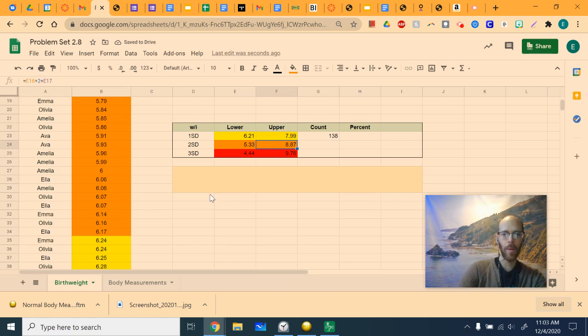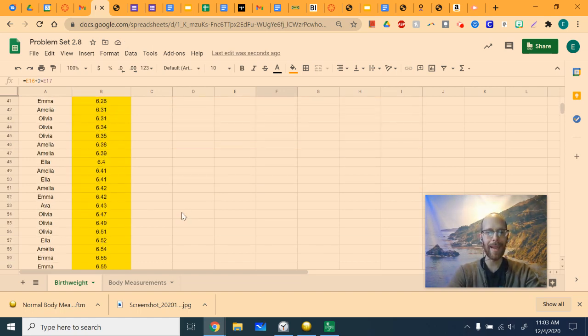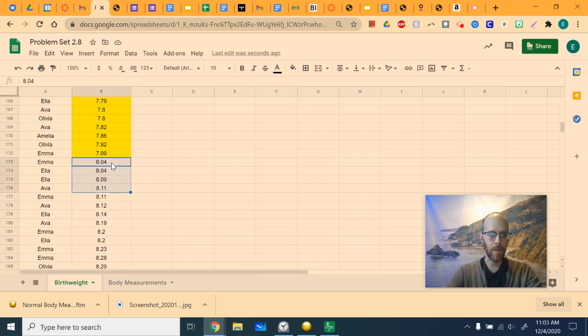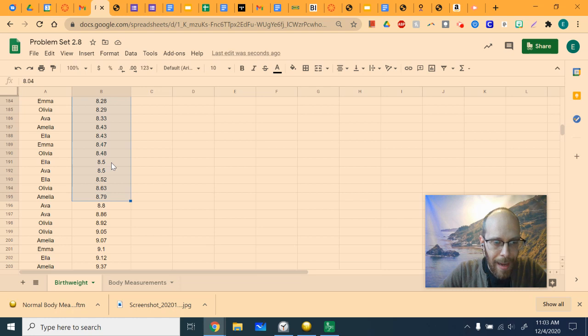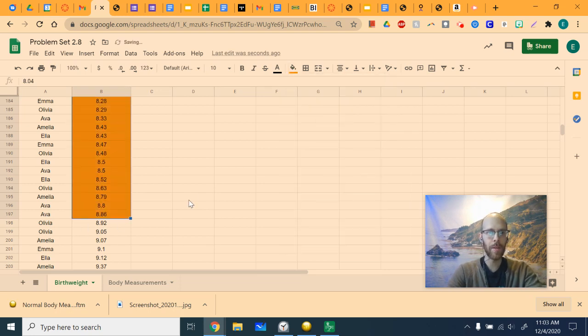And then we're going to go all the way up to 8.87. So that would include all of these. 8.8 is right here, 8.86. So Ava is included in this interval. Olivia would be too big, so I'm going to highlight those in orange.